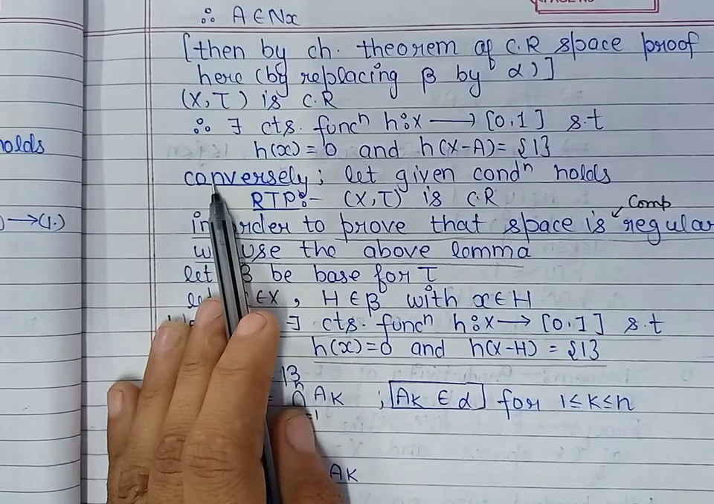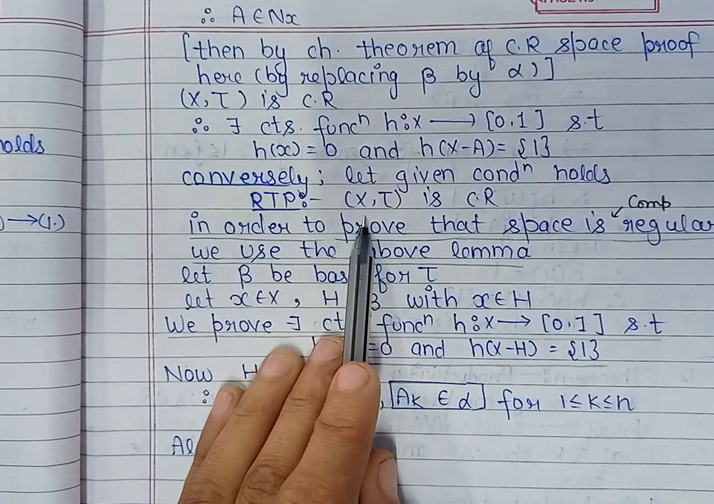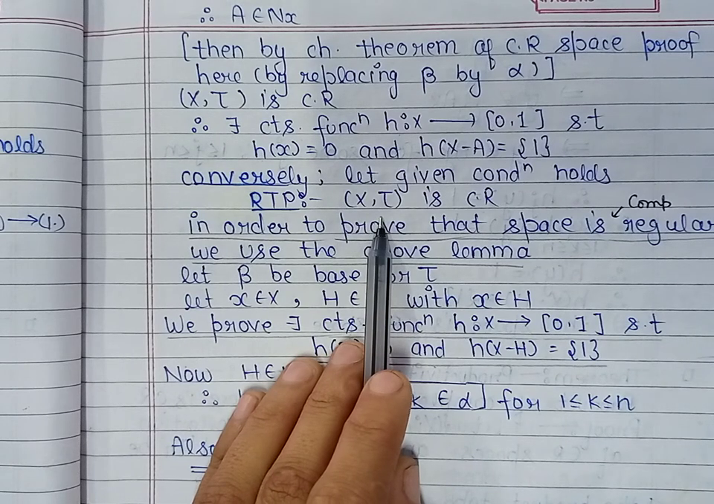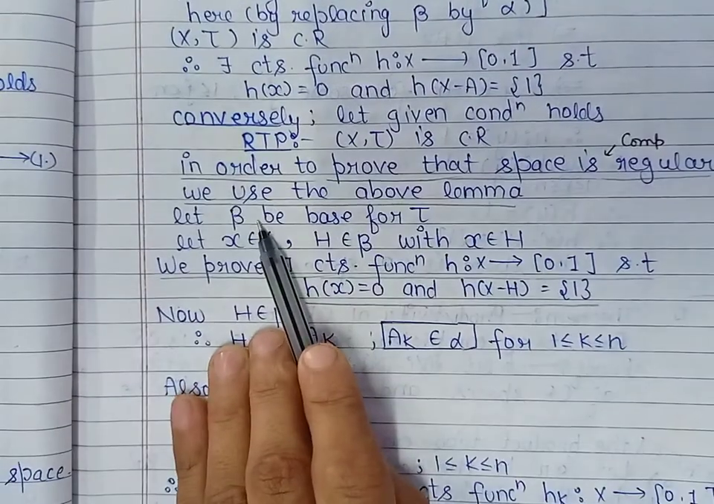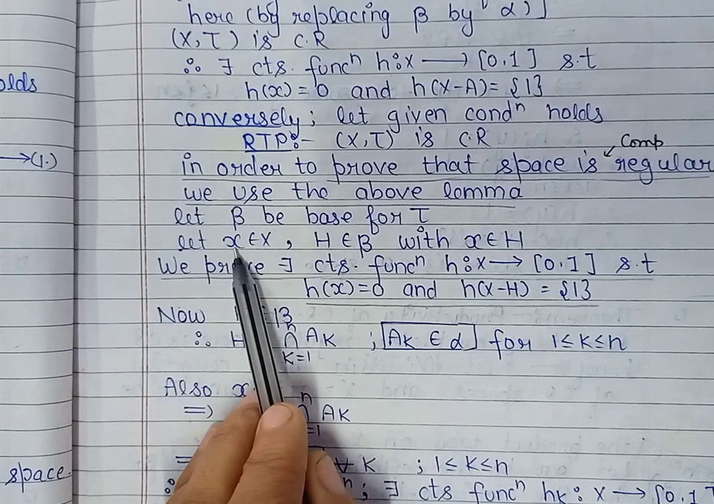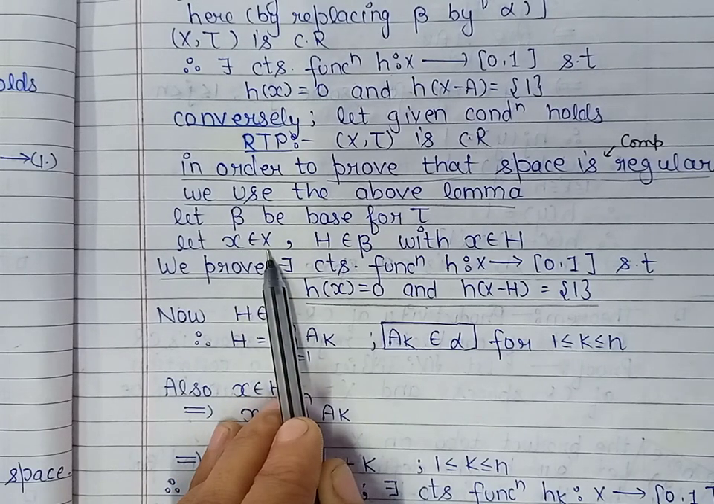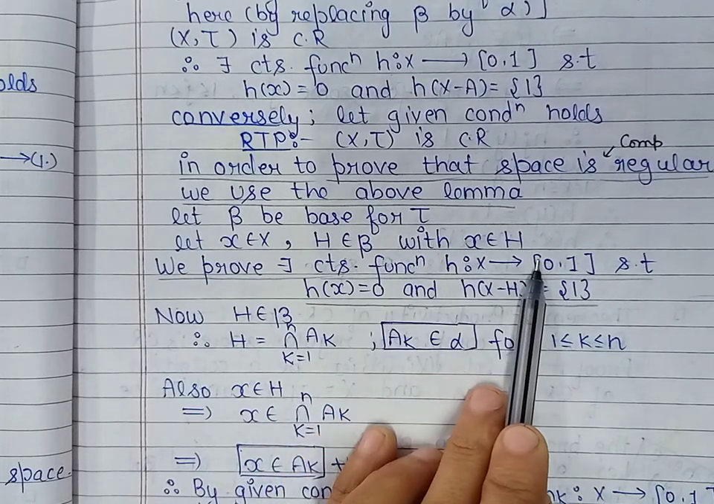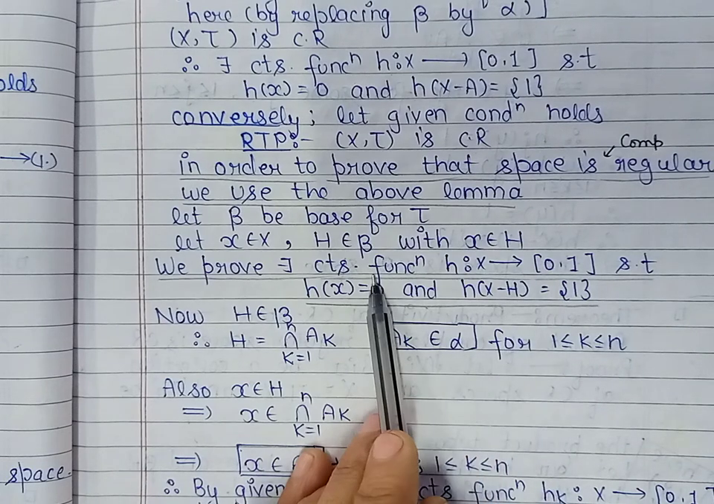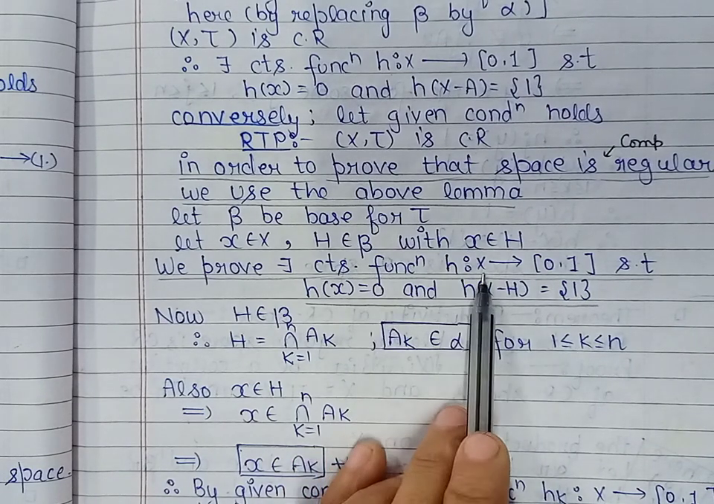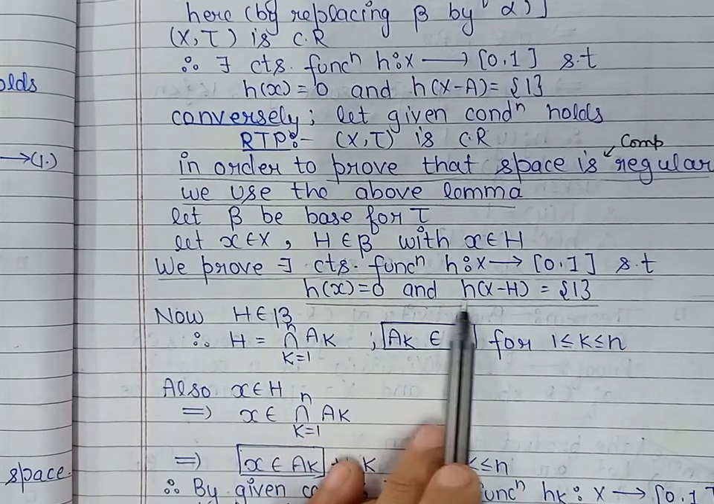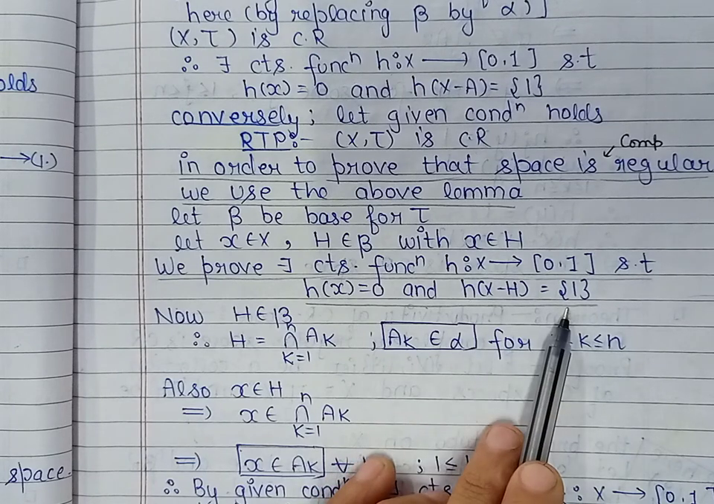Now conversely, we are to prove that the topological space (X, tau) is completely regular. In order to prove the space is completely regular, we will use the above lemma. In order to use that lemma, let us take beta to be the base for the topology, and let us take a point x belonging to the topological space X, H belonging to the base beta with x belonging to H. We are to prove that there exists a continuous function h from X into the closed interval [0, 1] such that the image of the point is 0 and the image of the complement of H is the singleton {1}.